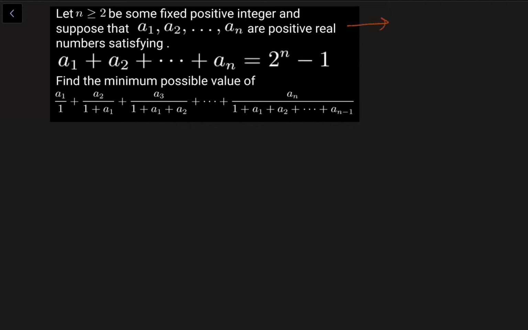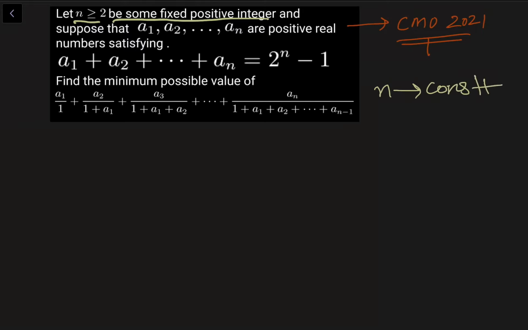This question is being taken from the Canadian Mathematics Olympiad, that is CMO 2021. So this is this year's question. Now let's see the question. It says that let n greater than or equal to 2 be some fixed positive integer. So this implies that n is a constant quantity.